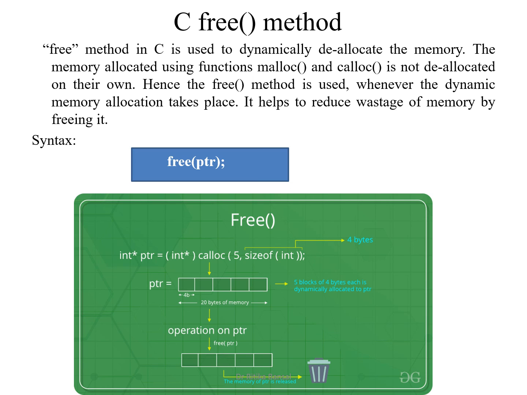So free bracket PTR means we are freeing the hand of PTR, means the memory is free and PTR will become a dangling pointer after this situation.